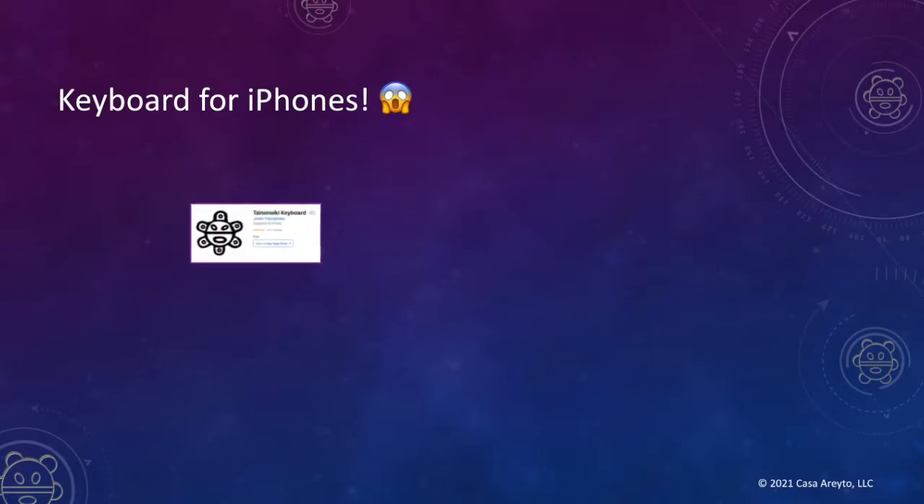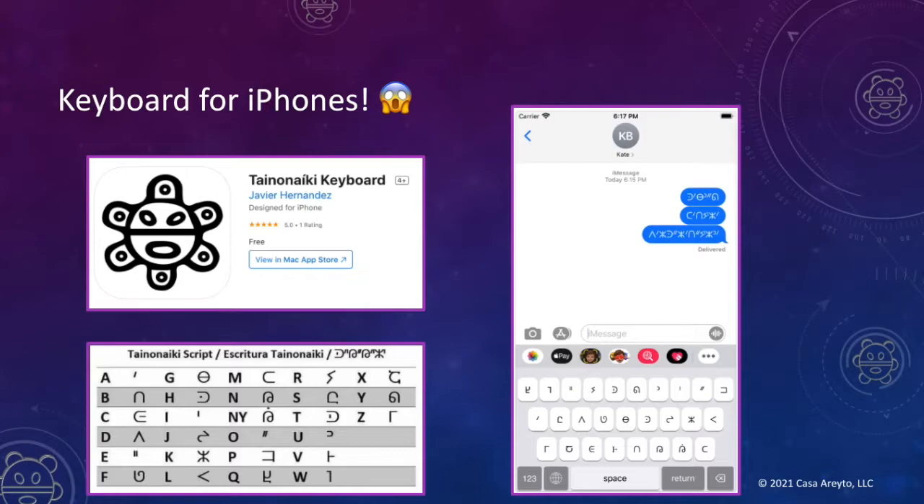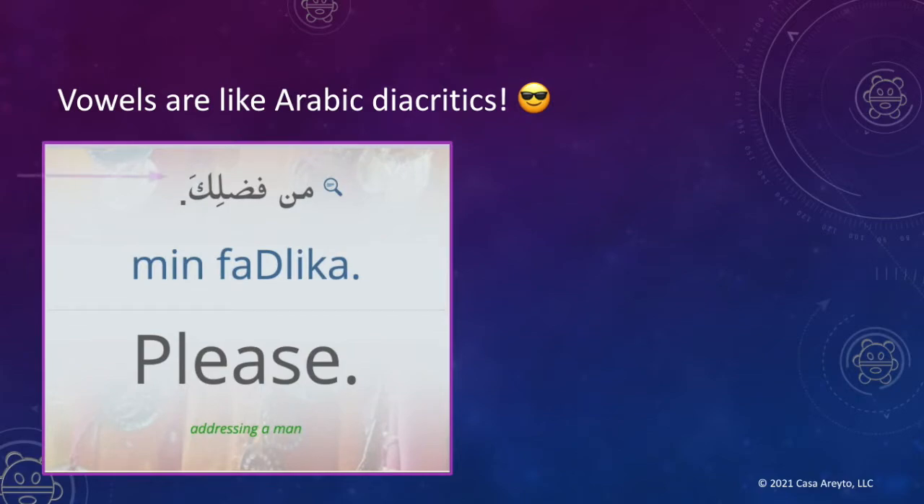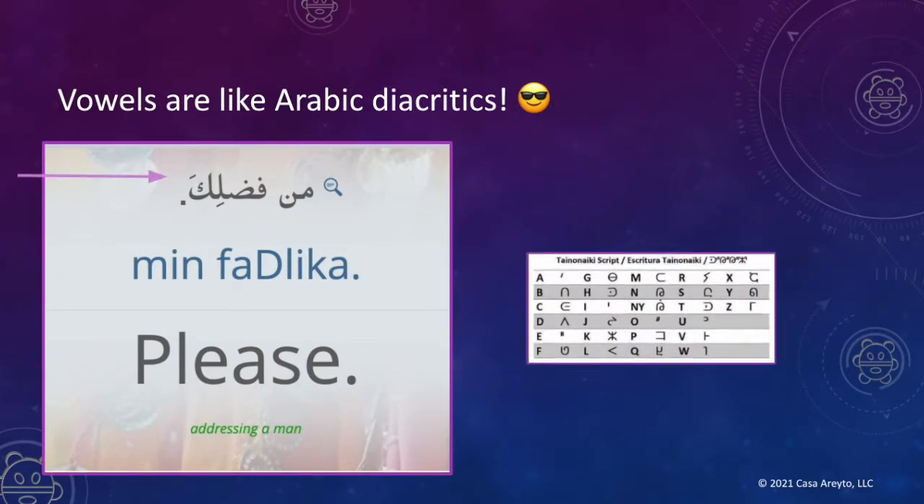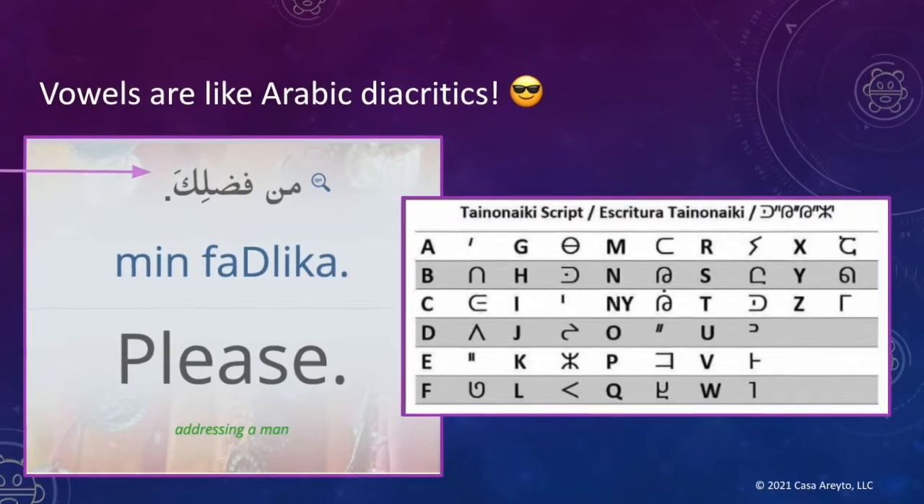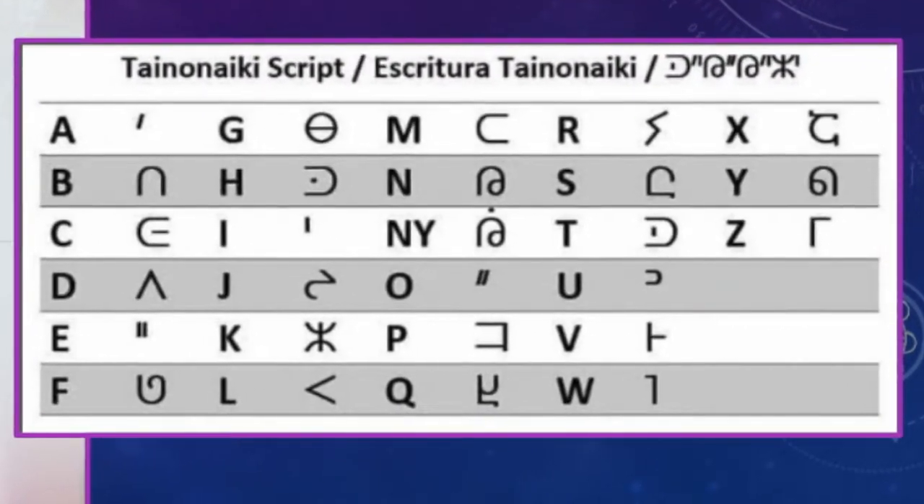But wait, there's more! Javier Hernandez actually just published a keyboard available for iPhones. So now you can download the keyboard to your iPhone and type in a brand new Taíno script. This is a little different from the Nahuatl symbols that I just talked about. What I find kind of cool about this script is that if you look at the vowels of the script, they're kind of little symbols that you put up on top. They're not quite the same as letters. And I see what you did, Javier. They're very similar to how Arabic uses vowels in their script.